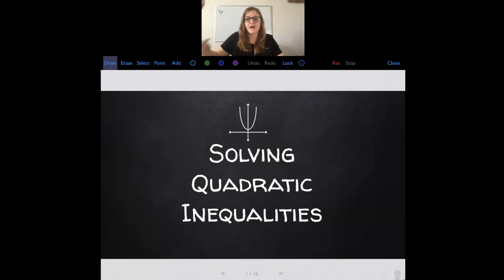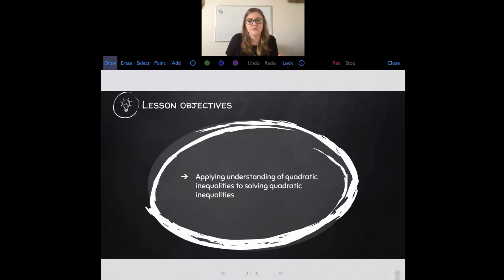In this lesson, we are going to go over solving quadratic inequalities. So in the previous lesson, we talked about what the graph of a quadratic equation could look like, and what it means when we're solving these inequalities. Today, we are going to go over the math behind solving quadratic inequalities. Our goal is to apply our understanding of quadratic inequalities to be able to solve them.